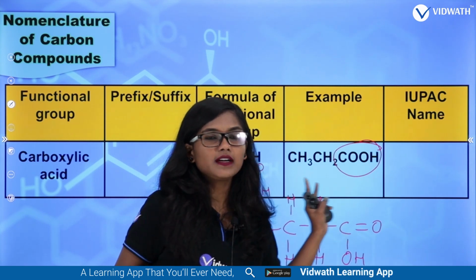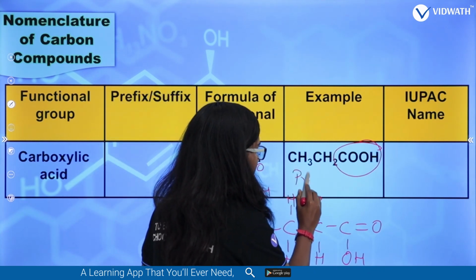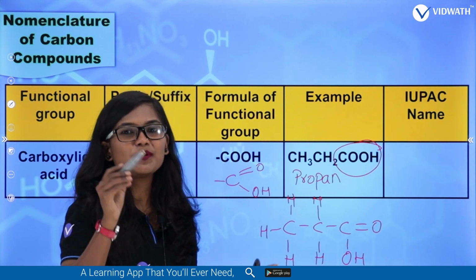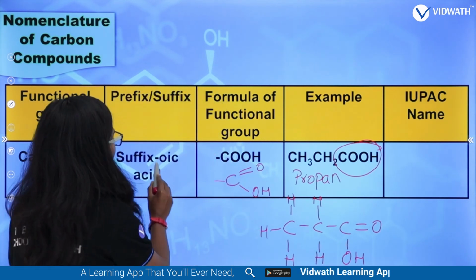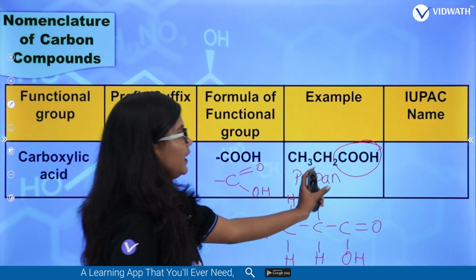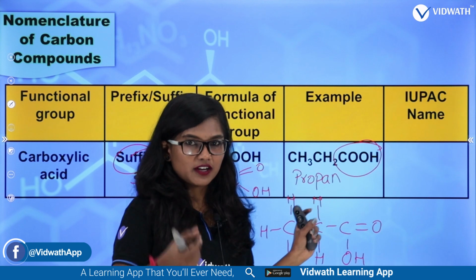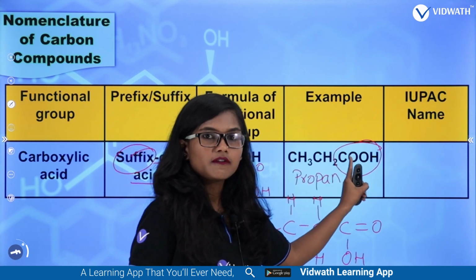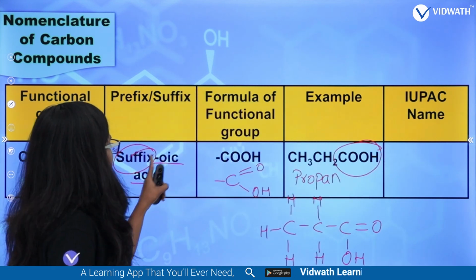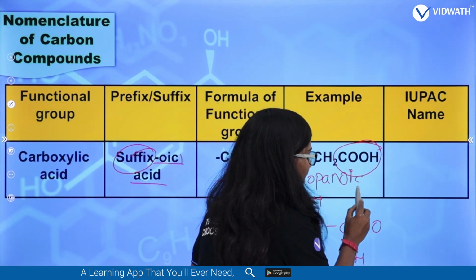So if a carbon compound contains 3 carbons, what do we use? Propane, right? And to indicate the presence of this functional group, COOH, we use oic acid in the suffix. So to indicate the presence of the carboxylic acid functional group, we use oic acid in the suffix of the name. So this will be propanoic acid.